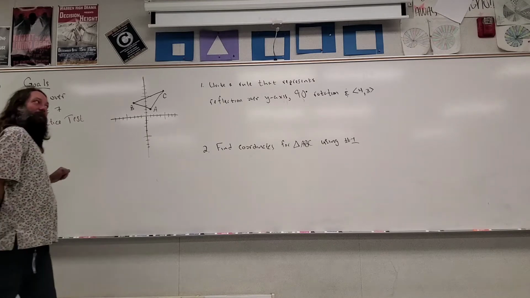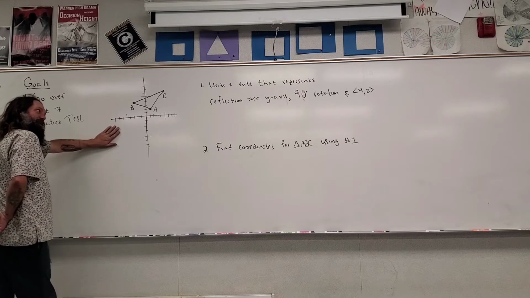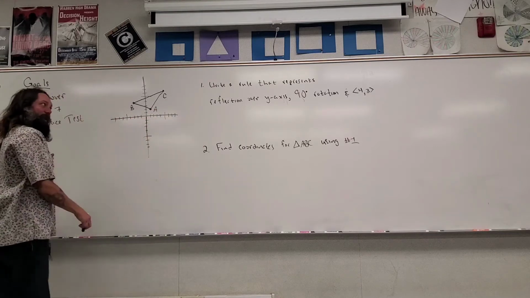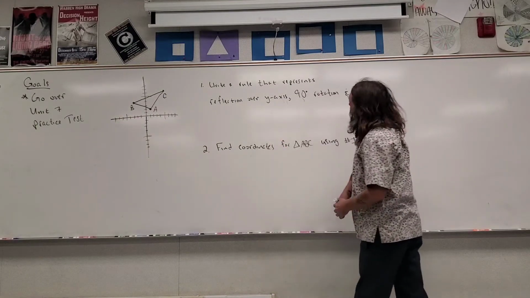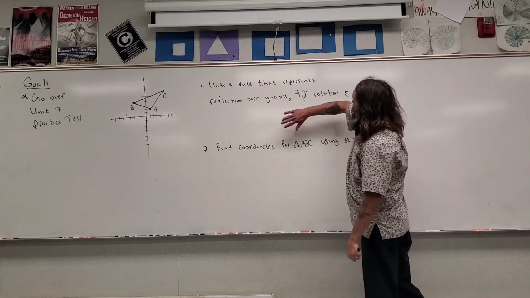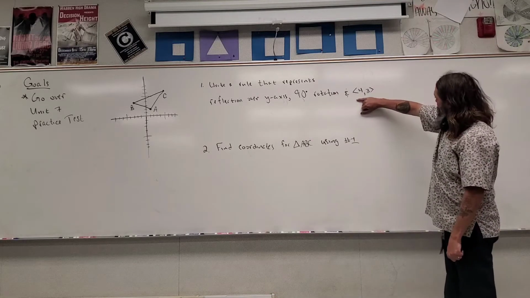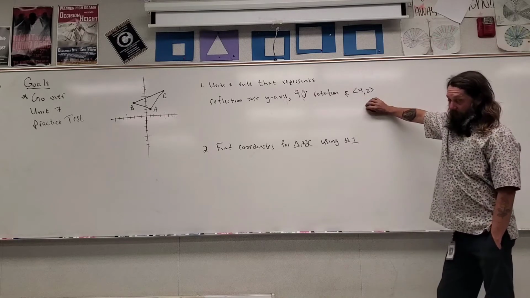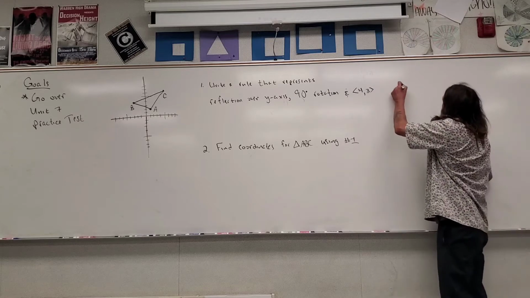Alright, so I have on the board my best drawing of the picture that goes with problem 1 and problem 2. And problem 1 is asking you to write a rule that represents a reflection over the y-axis, a 90-degree rotation, and then a translation of 4 to the right and up 3. Okay, so let's just do some review here.